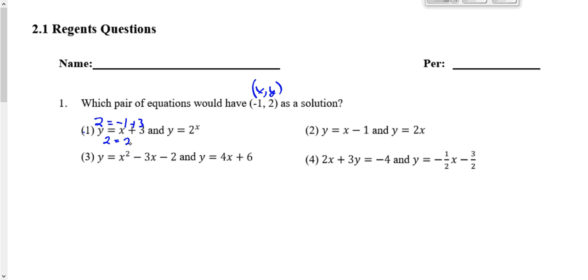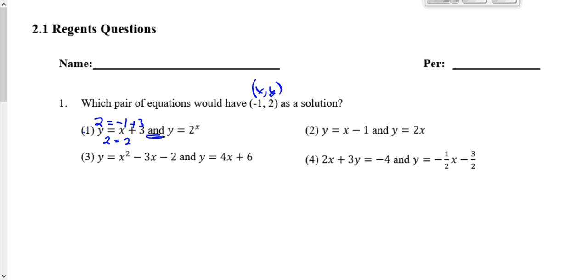Now what about, now by the way, that says and. Okay, so if it's and, versus say or, what do you think? It has to make either of them true or both of them? If it says and, they've got to make them both true. Right? With me on that? Well, let's plug it into the other one and see.